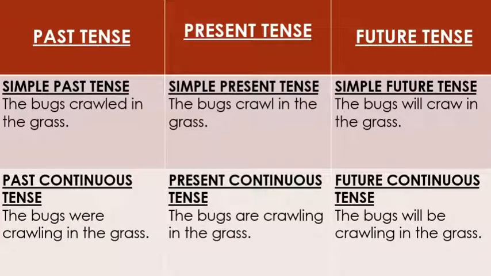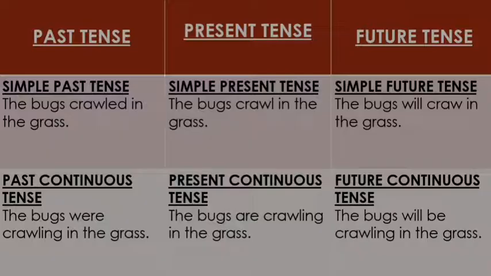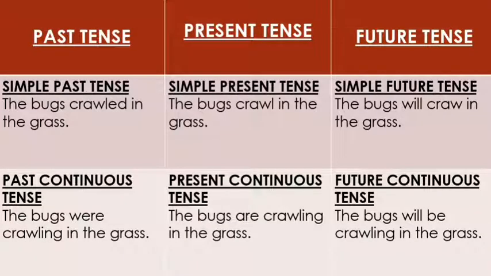In simple present tense, the sentence is: The bugs crawl in the grass. Bugs is plural, so with a plural subject, we don't add s or es to the verb. That's why we have written crawl. In simple future tense, the sentence is: The bugs will crawl in the grass. Will is the helping verb over here, and then we have written the first form of the verb and added the object. The object will remain the same.